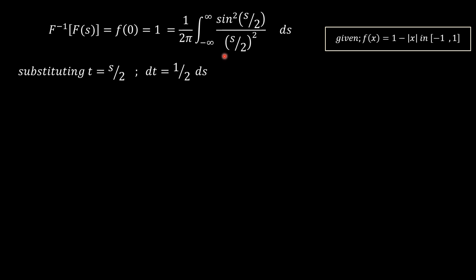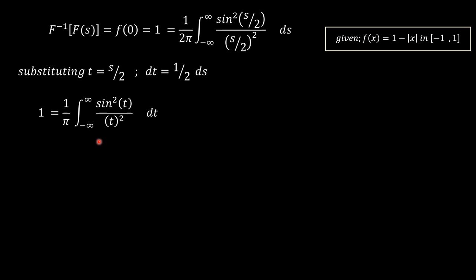Let me simplify the integral by substituting t is equal to s by 2, so that dt is equal to 1 by 2 into ds. So the above integral changes to the form 1 is equal to 1 by pi integration from minus infinity to infinity of sine square t by t square dt. But just make a note of the function, students: is sine square t by t square an even function? Yes, it is an even function.